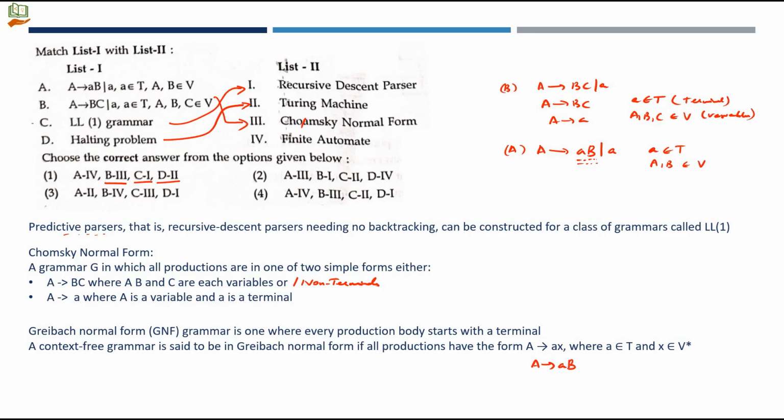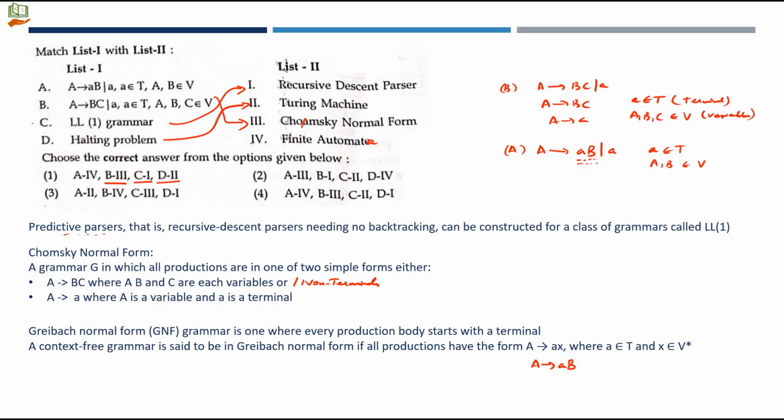In fact, when you get into context-free grammar, you have to go for a push-down automata. But here they have given finite automata. Maybe when we convert this Greibach normal form to a regular expression, that regular expression can be implemented using a finite automata. In that idea, we can map A to 4. So is there any other option for A? You cannot map recursive descent parser or Turing machine. You cannot mark Chomsky normal form also.